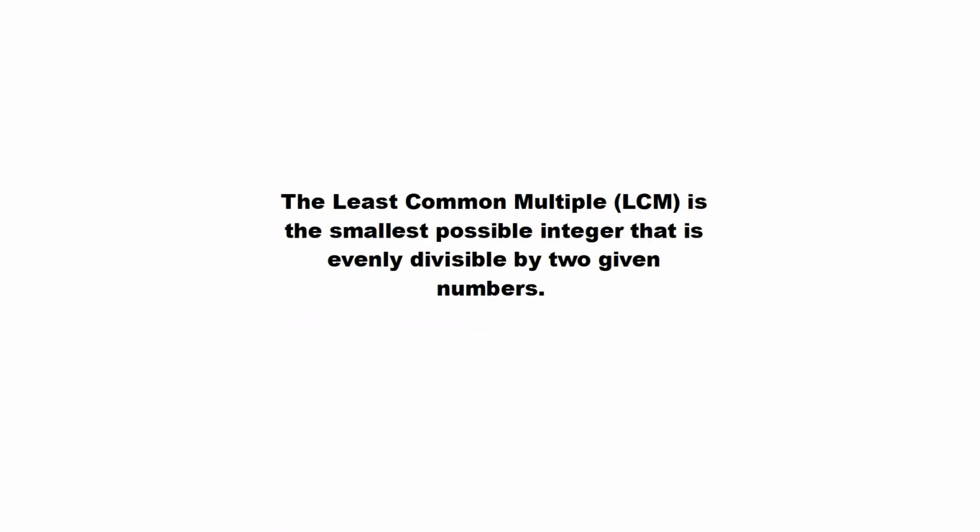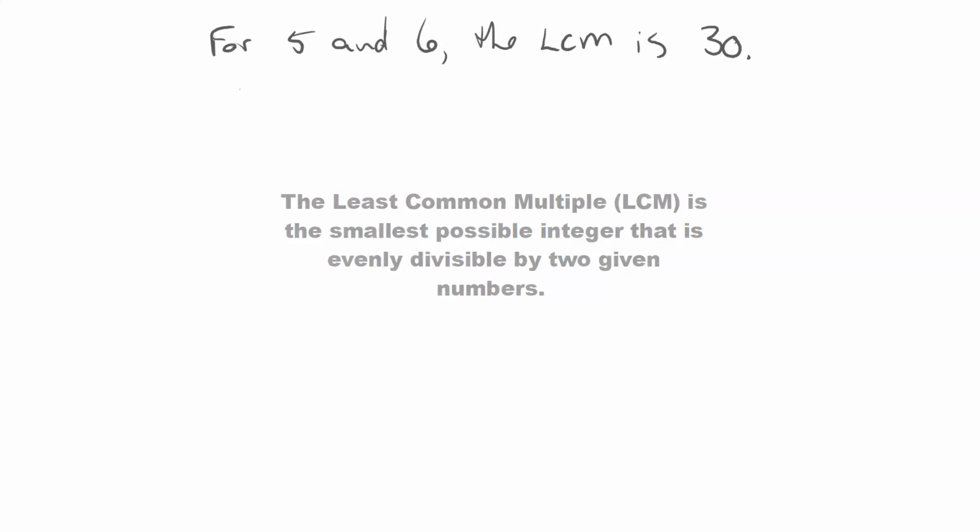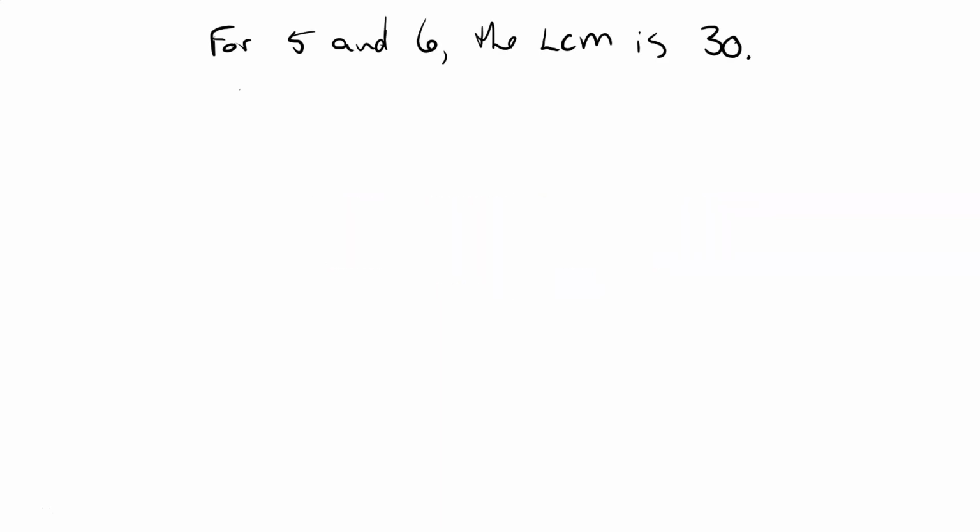Least common multiple. The least common multiple, or LCM, is the smallest possible integer that is evenly divisible by two given numbers. So for 5 and 6, the least common multiple is 30. So what that means is that if you take the number 30, you can divide it by 5, of course, and get 6. And you can divide 30 by 6, and of course you'll get 5.